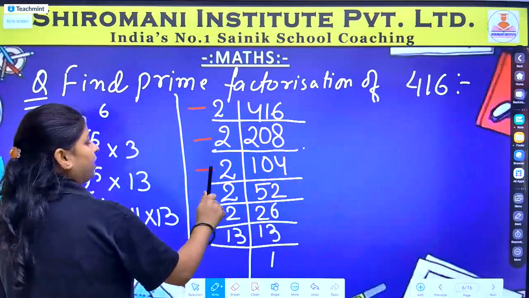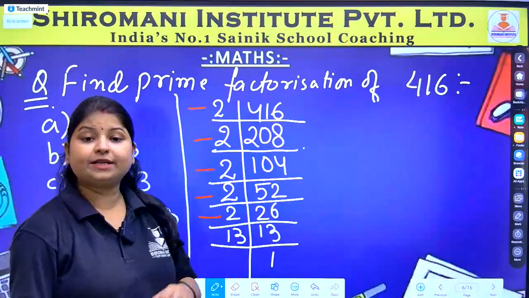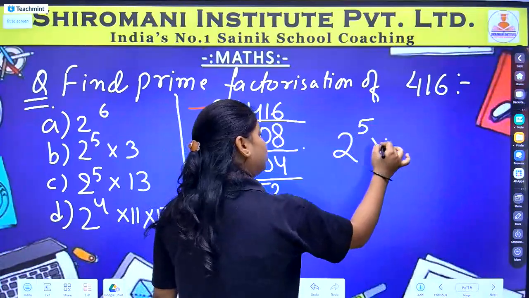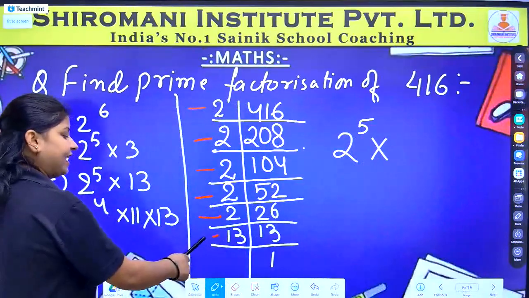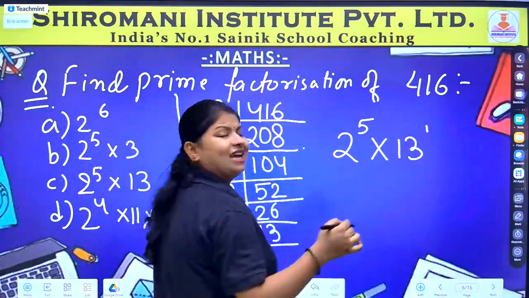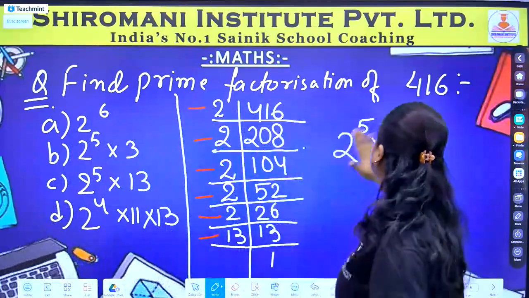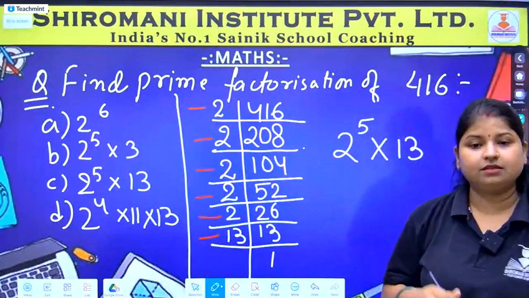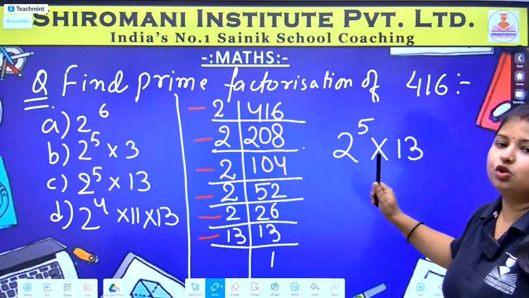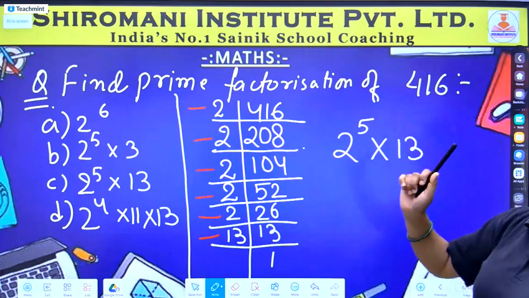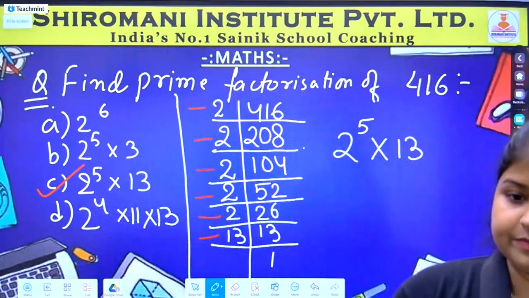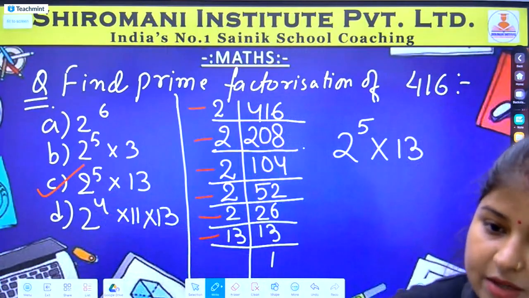1, 2, 3, 4, 5. 2 is written 5 times. That's why 2 to the power 5 into 13 is written 1 time. 13 to the power 1. Even if you don't write the power, that doesn't make any difference. 13 or 13 to the power 1, both are same. So 2 to the power 5 into 13 is only 1. That's why option C is the correct one. Any doubts, please do let me know.